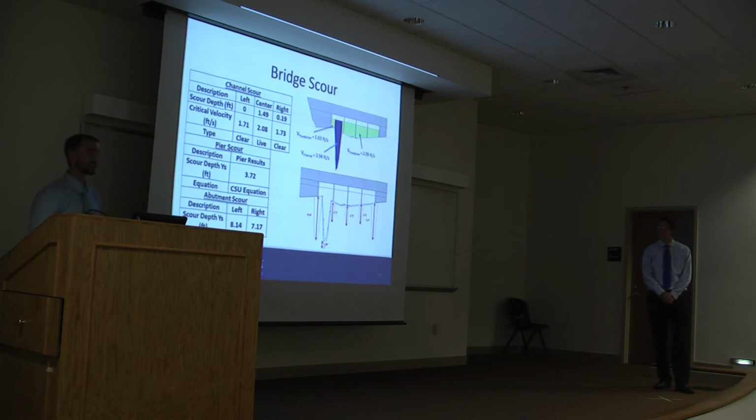And then we had live bed scour along the entire length of the bed, which you can see from the multiple areas of scour. And then we had clear water scour on each embankment, which would be due to the contraction of the bridge. We had an average pier scour depth of 3.72 feet per pier. And then we had a left abutment scour of 8.14 feet and 7.17 feet.